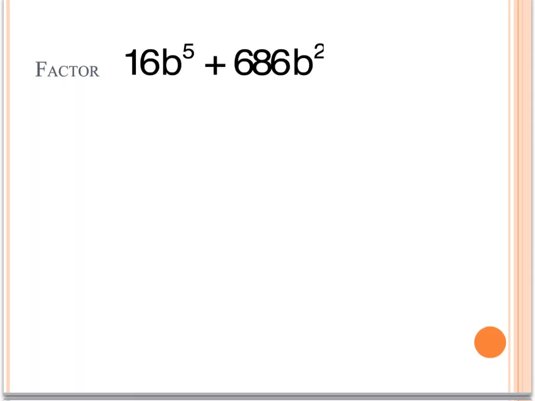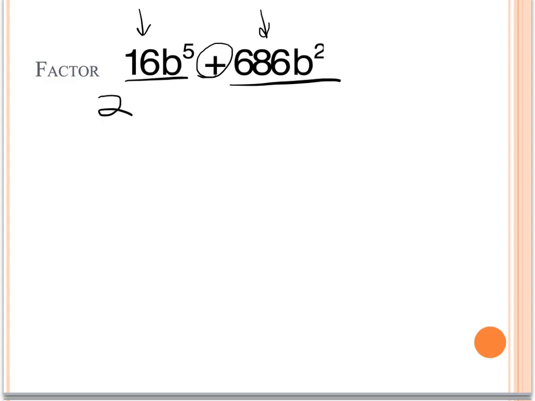Now let's try this one. Now we do have the sum, and I'm assuming it must be of two cubes because why else would they have given this to me? However, if we look at them, 16 is not a perfect cube, and 686 also not a perfect cube. But remember, we have to go back to step 1, which is to factor out the greatest common monomial. And if we look at these, I could definitely factor something out of both. So 16 and 686 are both at least divisible by 2.